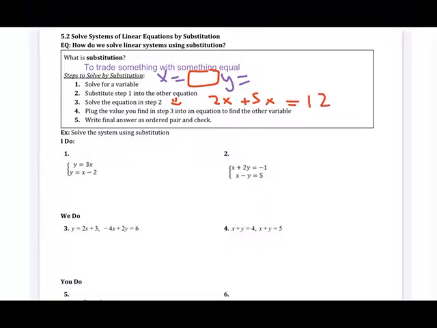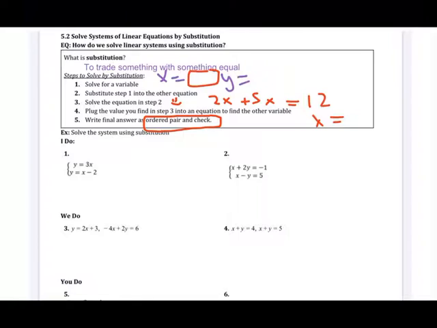And then you can solve that remaining equation. When you solve that remaining equation, you're going to get x equals a number. And you're going to plug that x back into one of your other equations to find y. Because every answer, just like we learned in 5.1, is an ordered pair. So once you find x, you have to find y. And you're going to write your final answer as an ordered pair. And remember, you can always plug your answer back into both equations and check and make sure that your math is accurate. So let's look at some examples.